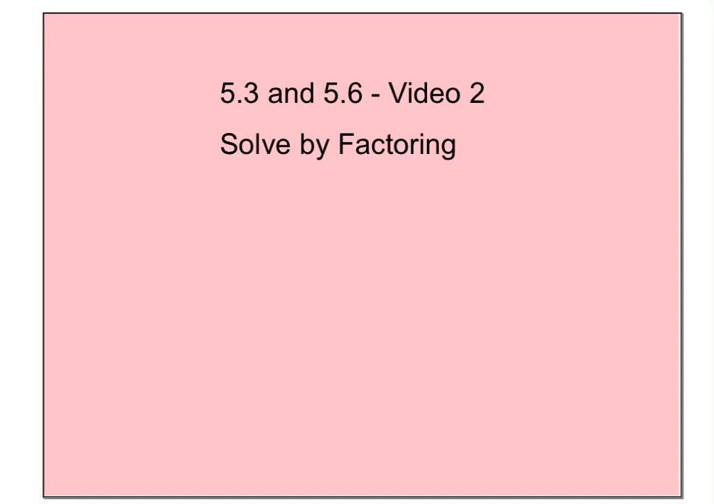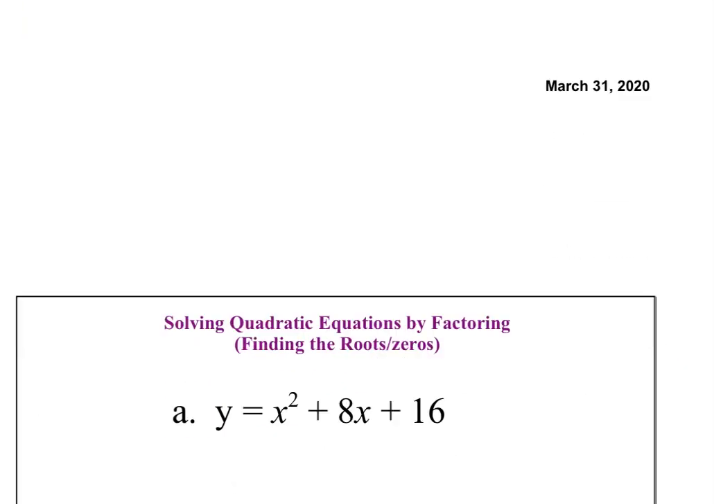This is the second video for sections 5.3 and 5.6. It is called Solve by Factoring. The goal for today is to remember that when you have a parabola, you're trying to figure out if it has one solution, two solutions, or zero solutions by finding the x-intercepts. This video is going to show some examples where factoring is the best way to get this done.